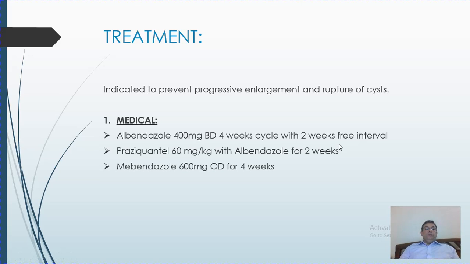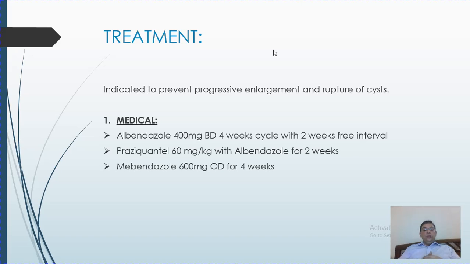Now, how do we treat? The main indication of treatment is to prevent the progressive enlargement and subsequent rupture of the cyst, because we've already talked about that: once the cysts rupture, these fertile cysts, these seedlings, will spread, and wherever even the smallest microscopic particle goes, a full-fledged new cyst will form.